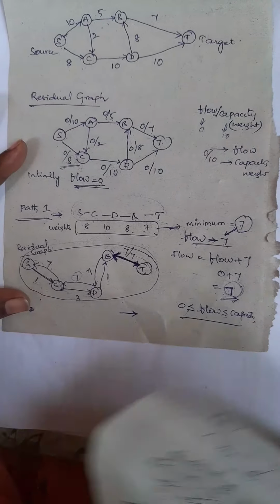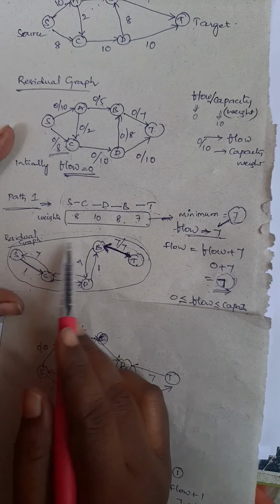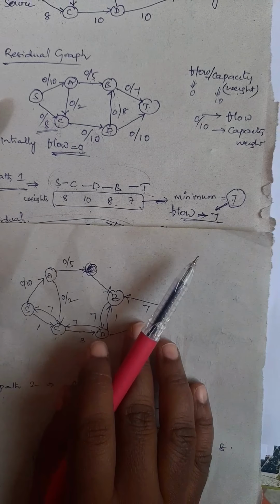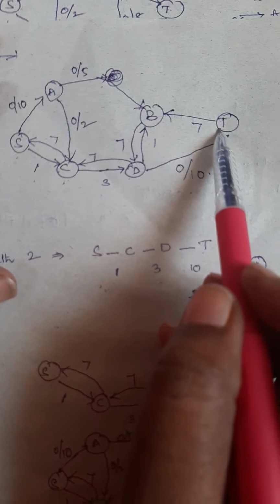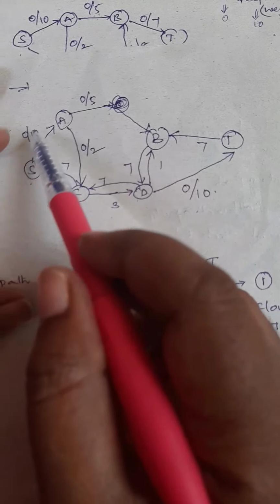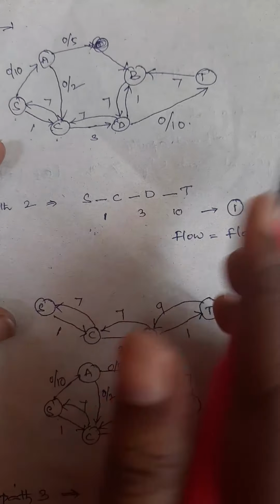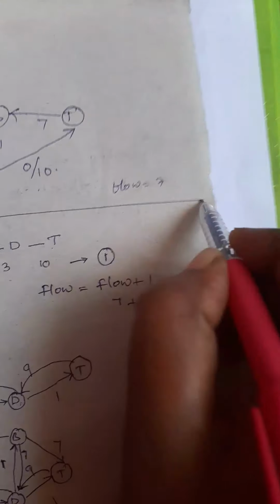So construct the overall graph with the vertices. This is after adding the overall graph. S to C, C to D, D to B, and B to T, and the remaining edges we wrote as 0 by 10, 0 by 5, 0 by 2 and 0 by 10. So as of now we got the flow value of 7 in path 1.